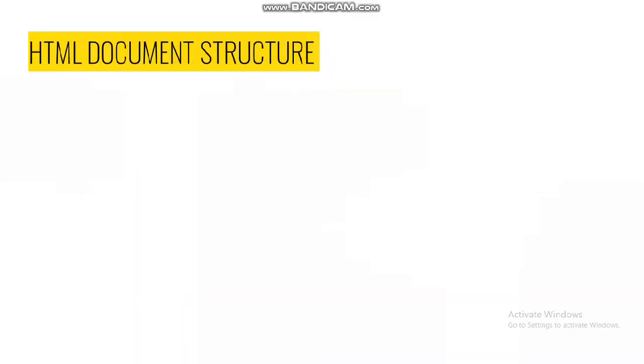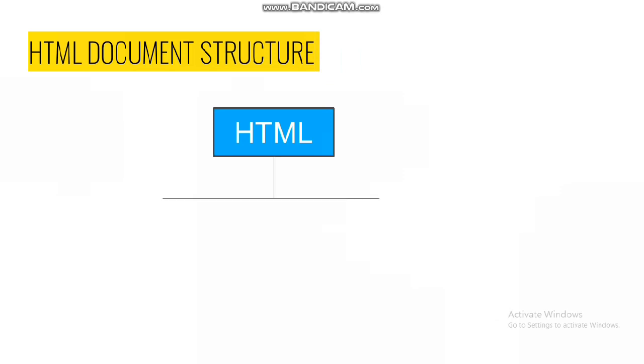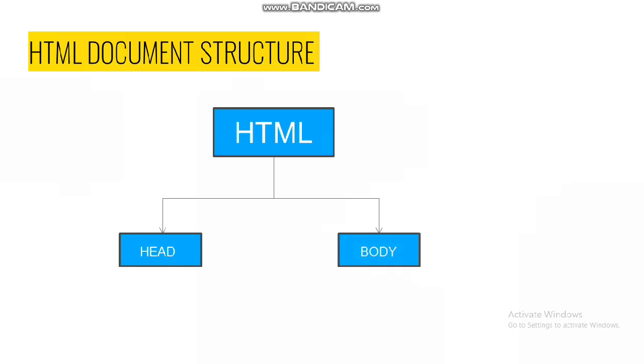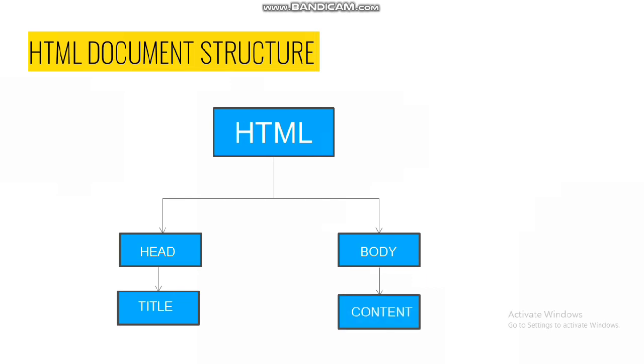The HTML document structure. Children, your HTML document starts with HTML, and each document is considered to be a single page. The general structure of an HTML document has two sections, head section and the body section. The head section contains your title, and the body will contain your content.